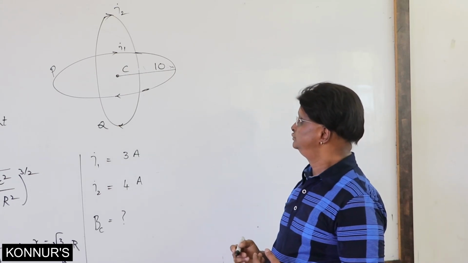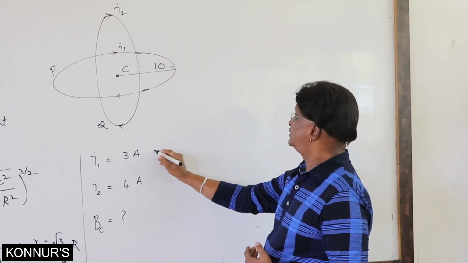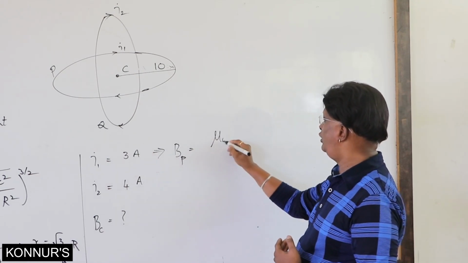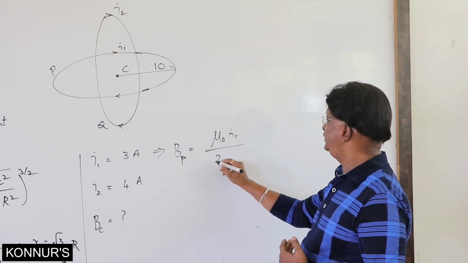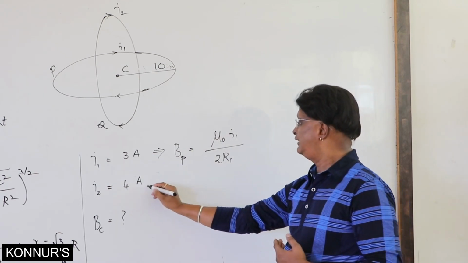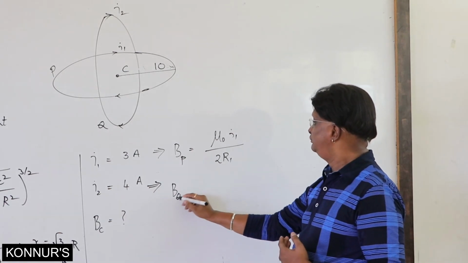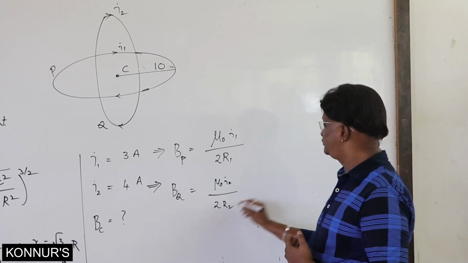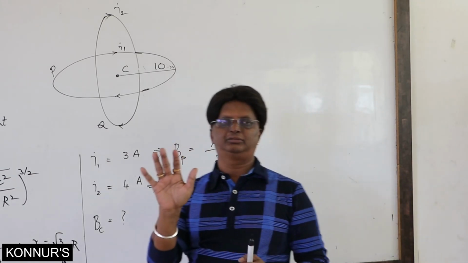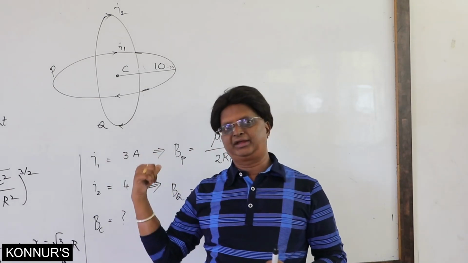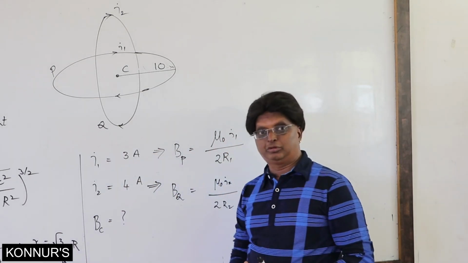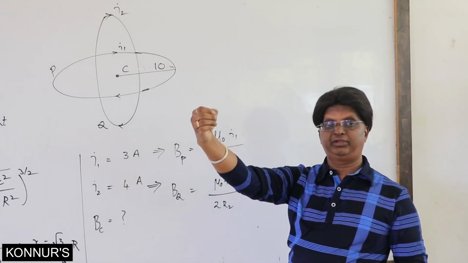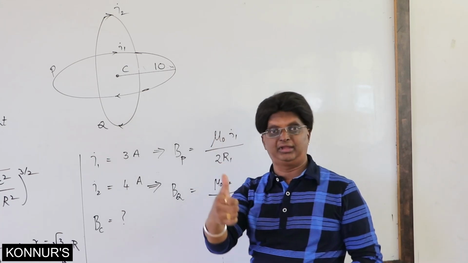Now here you see, for P, what will be the magnetic induction? For P, the magnetic induction will be mu naught I1 by 2R1, and for Q we will write B due to Q is mu naught I2 by 2R2. Now let us use our right hand rule. We said for the direction of magnetic induction of circular coils, with the right hand rule, the order of the current is represented by the curl of the fingers, and the thumb represents the magnetic induction.